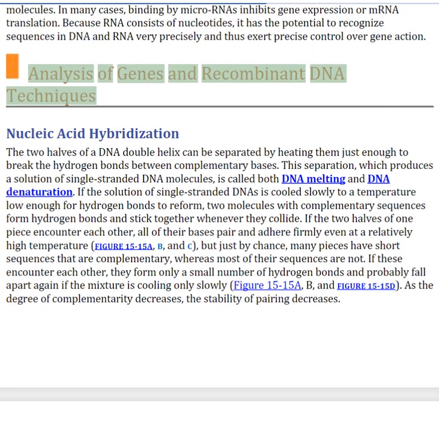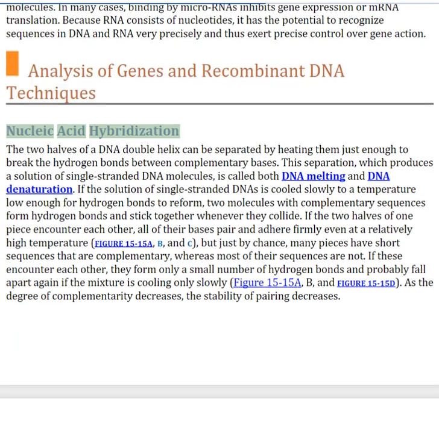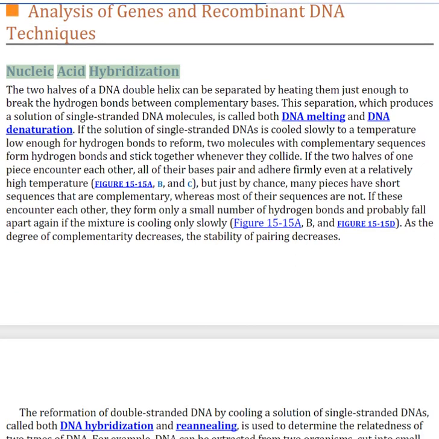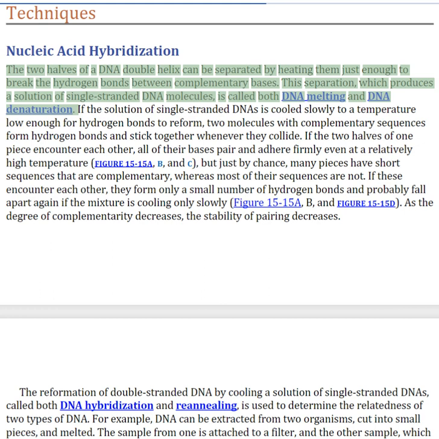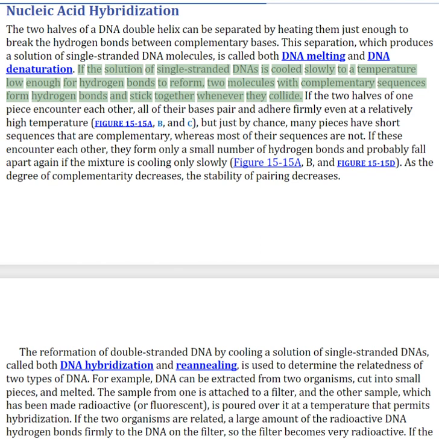Analysis of genes and recombinant DNA techniques. Nucleic acid hybridization. The 2 halves of a DNA double helix can be separated by heating them just enough to break the hydrogen bonds between complementary bases. This separation, which produces a solution of single-stranded DNA molecules, is called both DNA melting and DNA denaturation. If the solution of single-stranded DNAs is cooled slowly to a temperature low enough for hydrogen bonds to reform, 2 molecules with complementary sequences form hydrogen bonds and stick together whenever they collide.